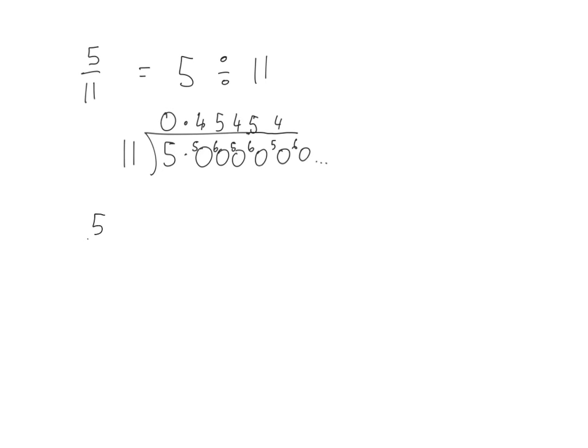So 5/11 is equal to 0.45454 and so on. But we know how to write that a little bit more succinctly. That means writing it with as few digits possible. We can write that as 0.45 and then use our bar over the top to say that the 45 repeats. So 5/11 is exactly equal to 0.45 repeating.